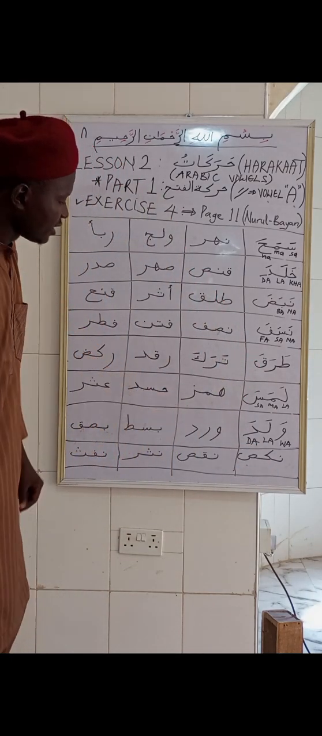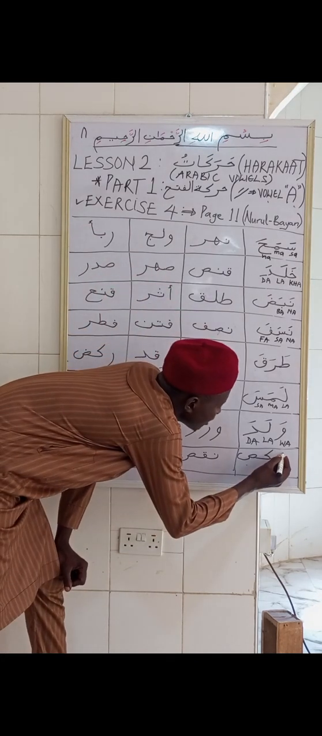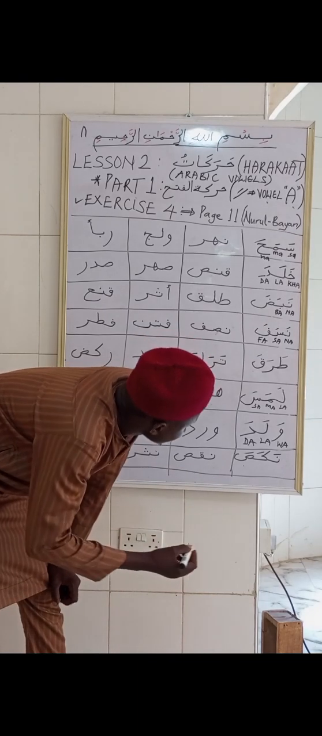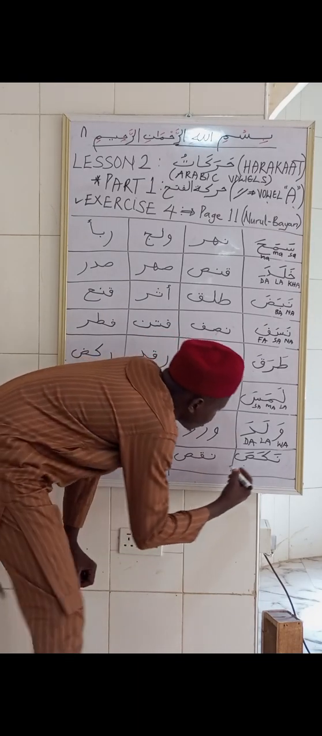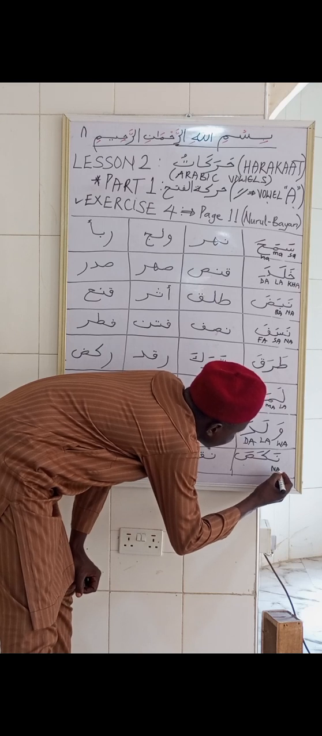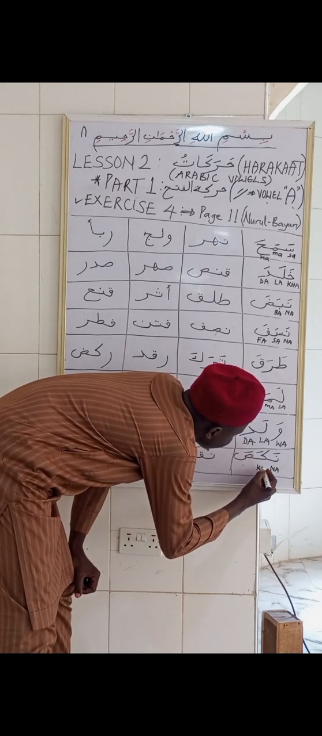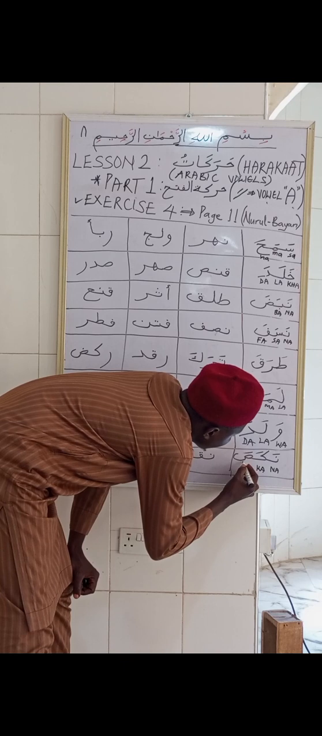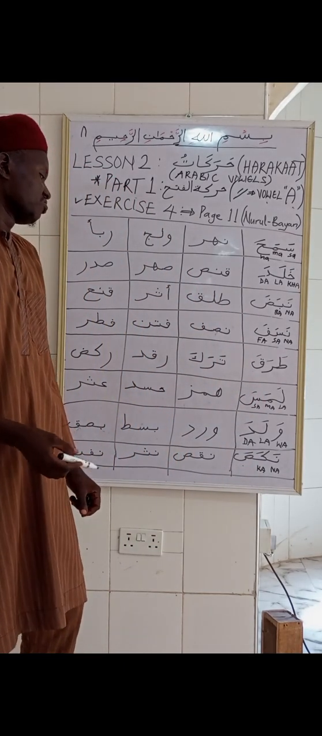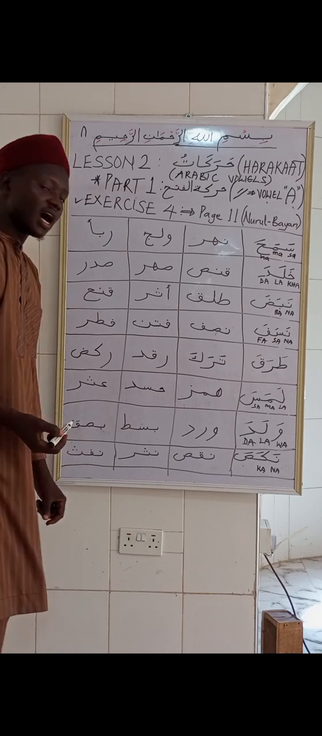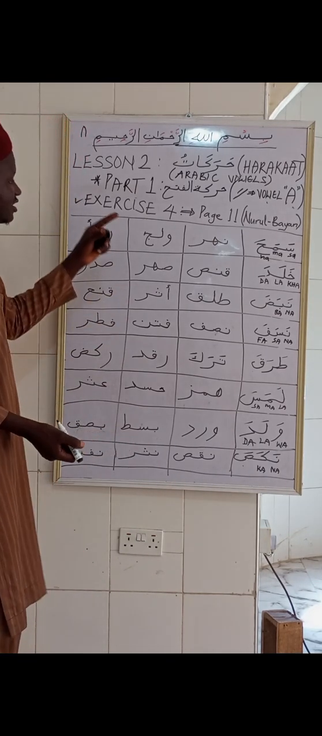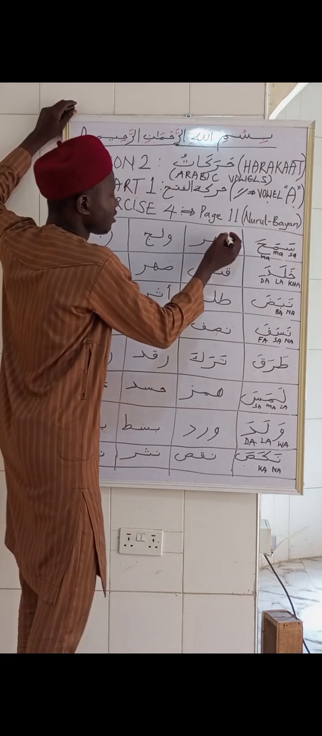The next one is what? Na ka so. Say it. Na ka so. Let's see the replica. So does not really have a replica. So na ka so. Say it. Na ka so. Okay.